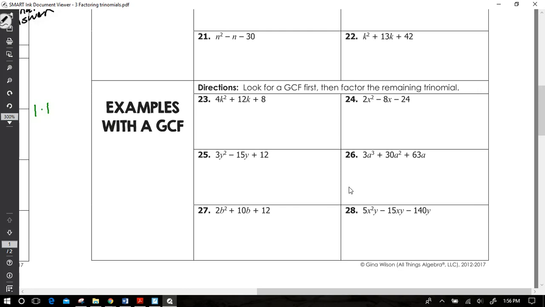So I have a trinomial, okay, in example number 1 here, and I see a 4, a 12, and an 8. So I want to see if I can take something out of all of those numbers, and if I do, what will the leftovers be, right? That's kind of how we do it. So what is the GCF here? And the GCF is going to be 4, okay?